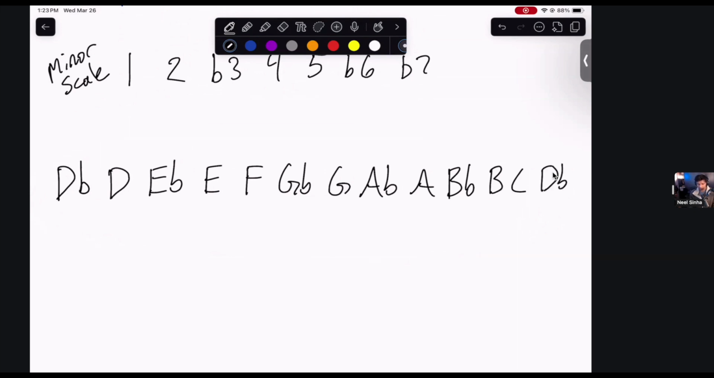All right, again, just a quick reminder, E and F, no accidental, B and C, no accidental. But that's it. Everything else had a note in between. We were using sharps before, now we're using flats. You're only ever going to use one. You're either going to use flats or you're going to use sharps.